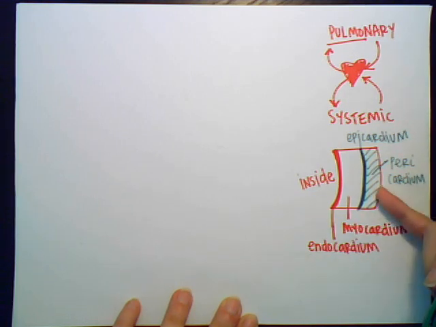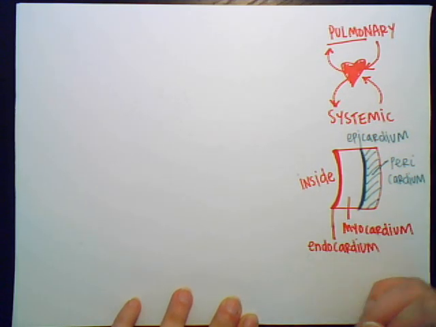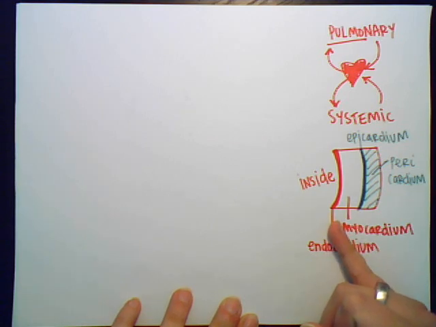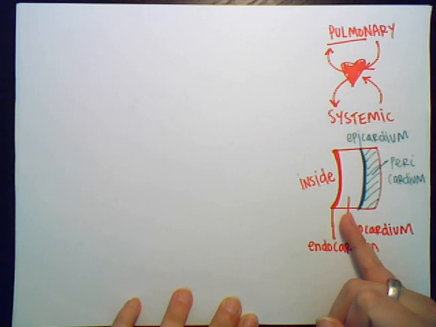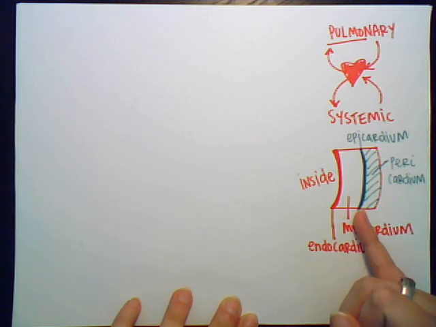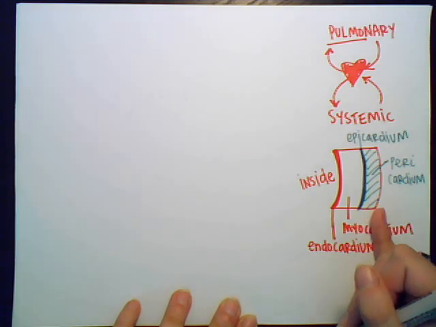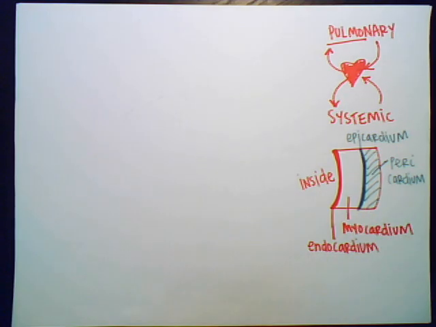This is going to be dense regular connective tissue. So we have endothelium on the inside with areolar, then cardiac muscle, and then simple squamous, and then dense regular connective tissue, basically for protection.